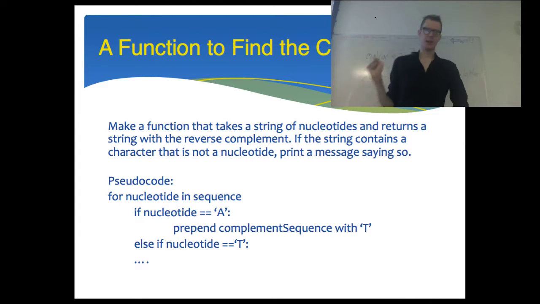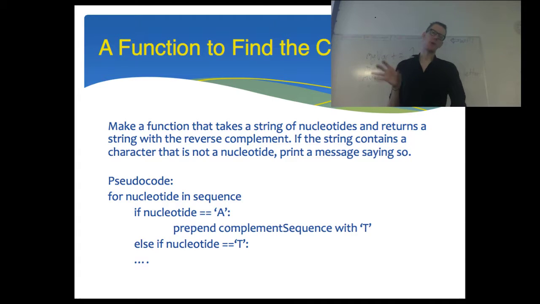So we're going to write our first really useful function now. I'm going to write a function to find the reverse complement of a sequence of nucleotides. And remember, the first thing we do is think about the pseudocode of how we might accomplish this task line by line. I also want it to do something if it comes across an invalid nucleotide.